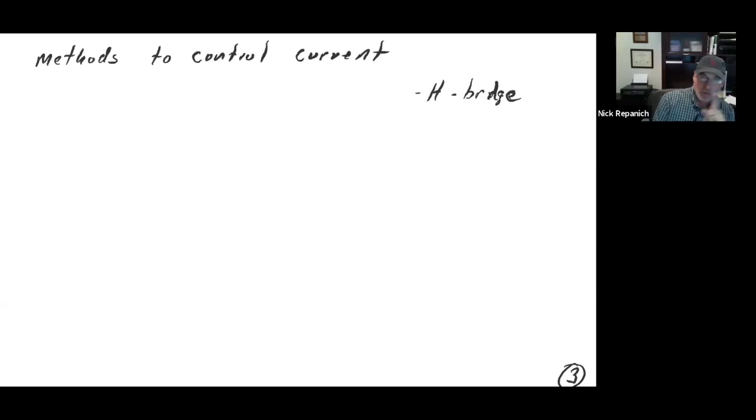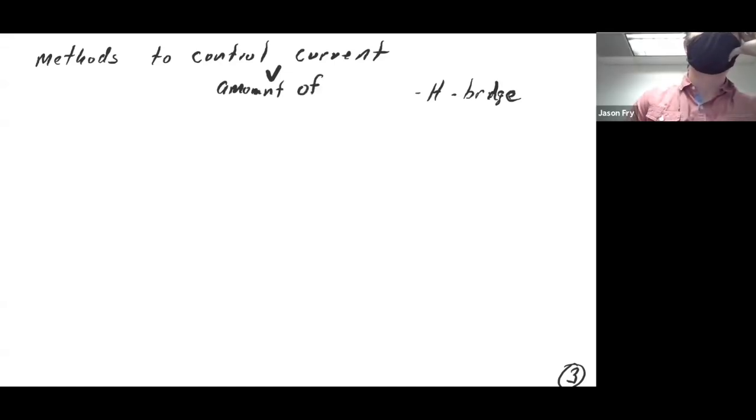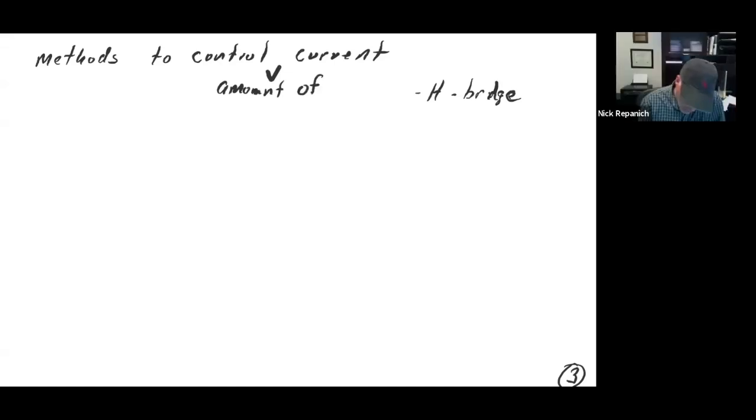So let me add one more thing in here. Control amount of current. Encoding in a PWM? Yep, okay, so what are your two big methods? What's the simpler method than PWM? PWM takes a lot of stuff. What's the simplest method to control current?